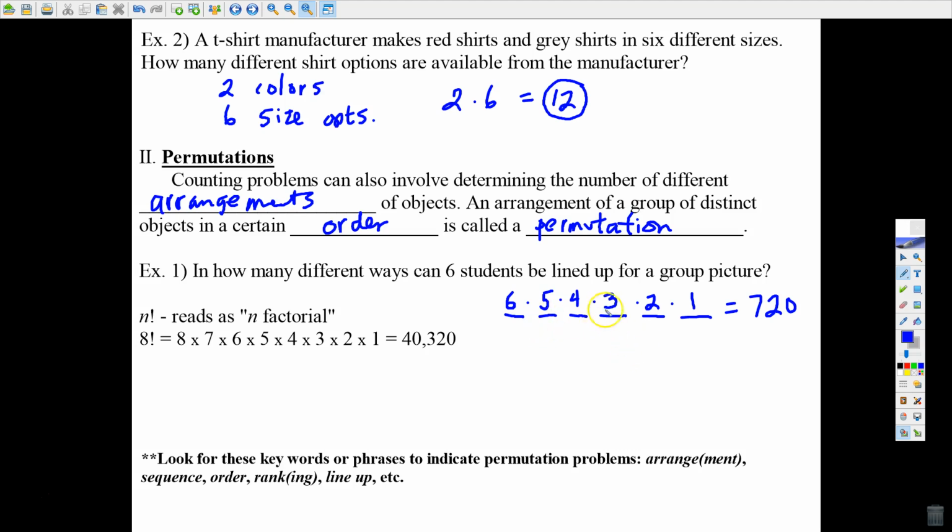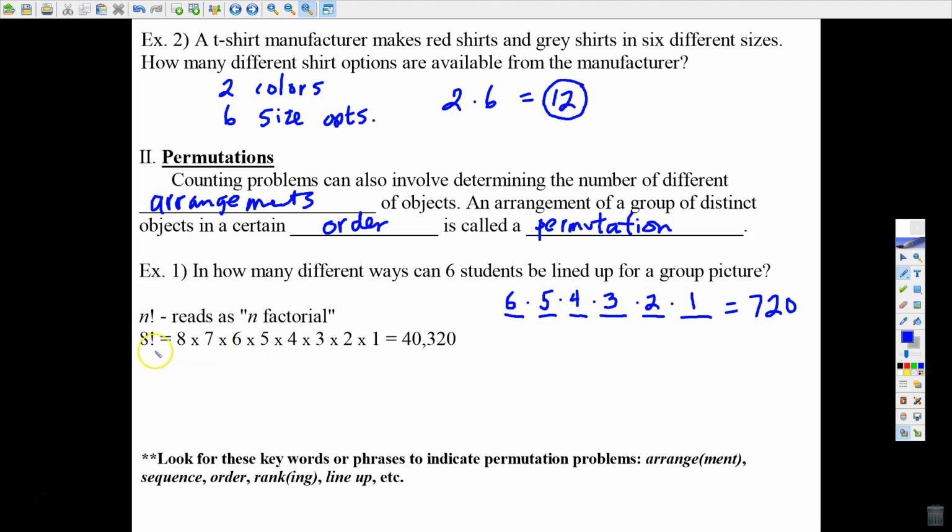Well, what we just did is an example of a number. Here it's just indicated as n, and then you see the exclamation point that follows. And in a math context, this exclamation point reads as factorial. So this represents a number n factorial.